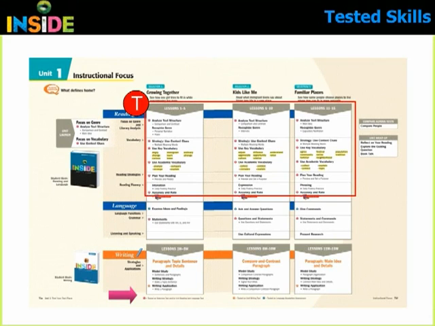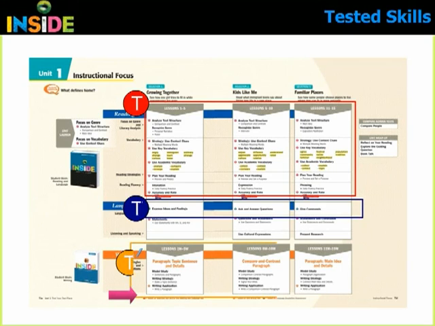The red T's are skills tested on selection tests and/or unit reading and language tests. The blue T's are skills tested using the language acquisition assessment, and the orange T's are skills tested on the unit writing test.